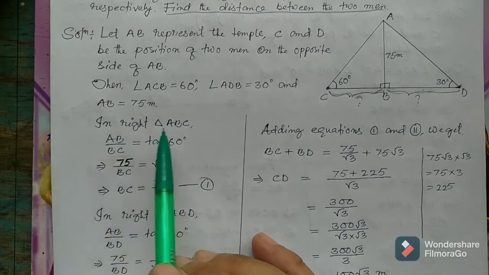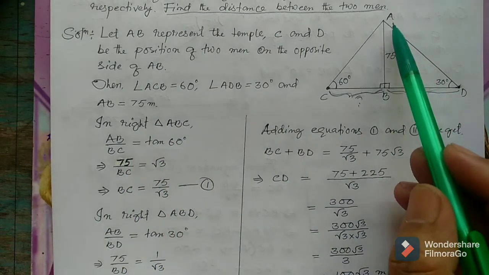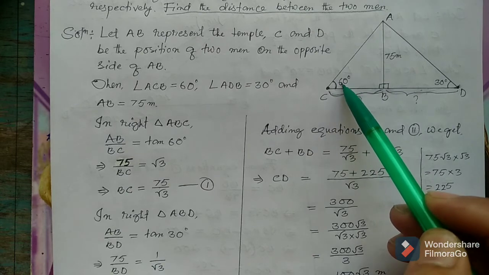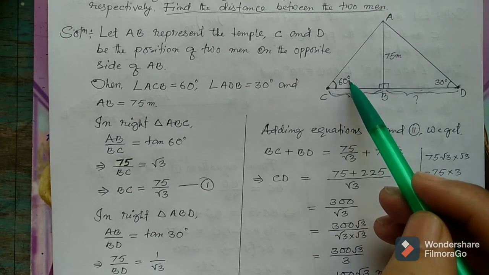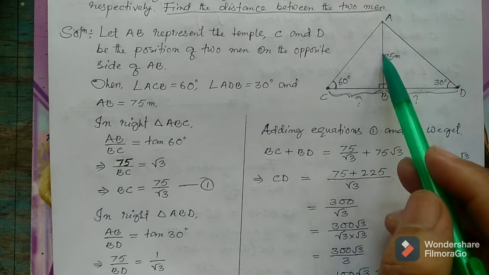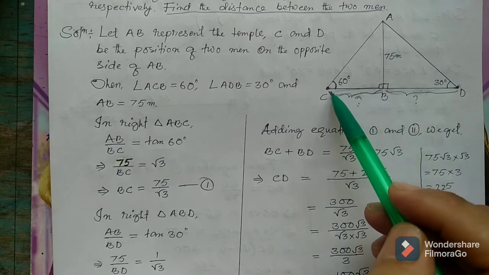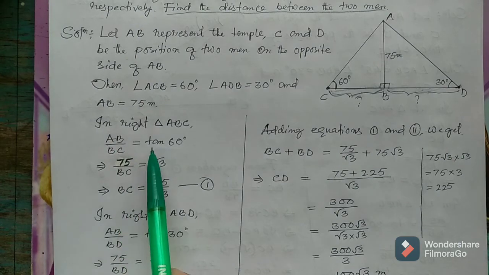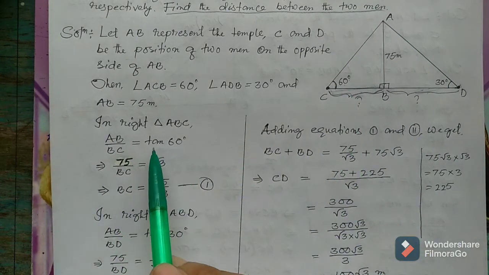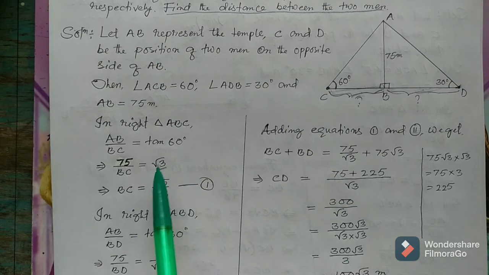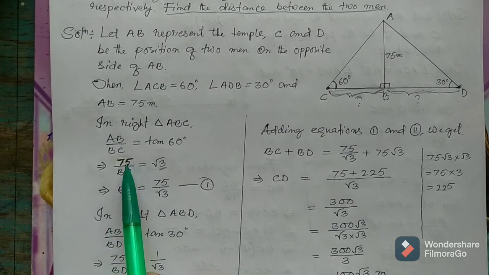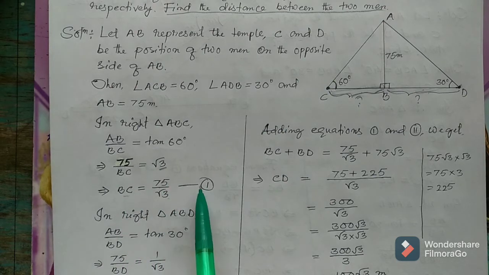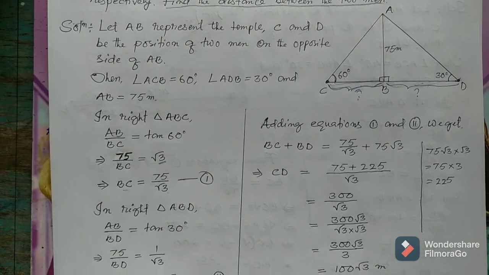Now first let's consider the right triangle ABC. Right triangle ABC. Here angle C is 60 degree. So for angle C, which is 60 degree, AB is opposite side and BC is adjacent side. So we write AB by BC, which is opposite by adjacent, is equal to tan of 60 degree. And tan 60 degree value is root 3 and AB value is 75, so cross multiplying we get BC is equal to 75 by root 3, and we name this as equation number 1.